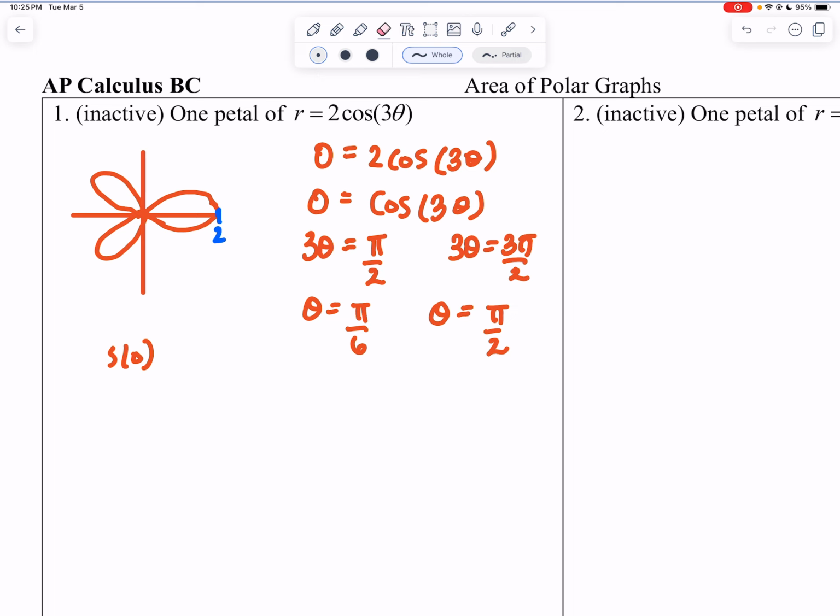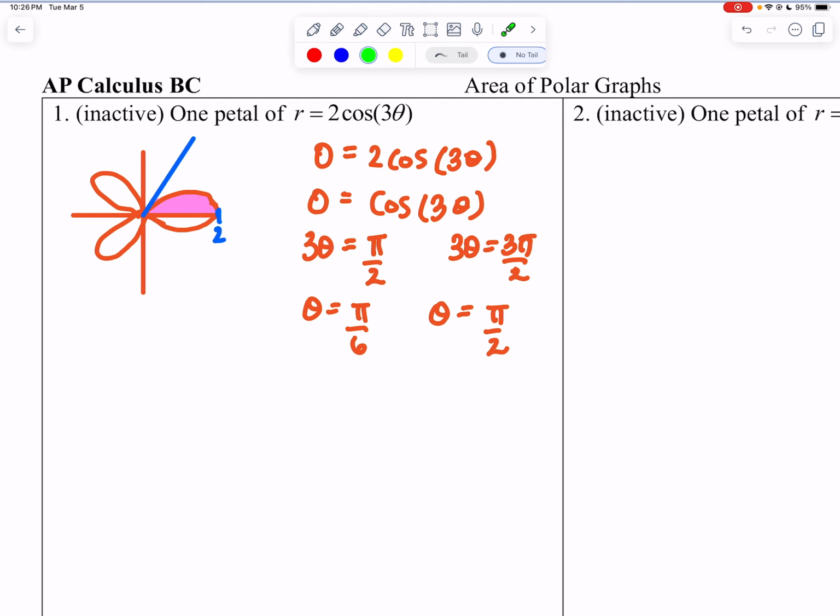That's not really important, but it does tell me that I'm starting right here, and then at pi over 6, I'm going to be right here. So that's going to be my radial line. So from there to here to here. If I were to sketch one petal, I'm probably going to be looking at this area right here because I'm going from 0 to pi over 6.